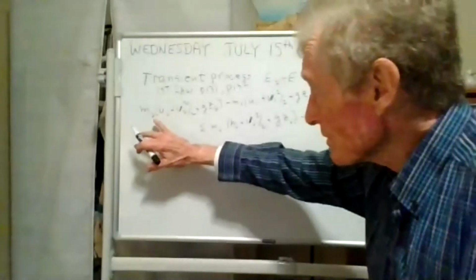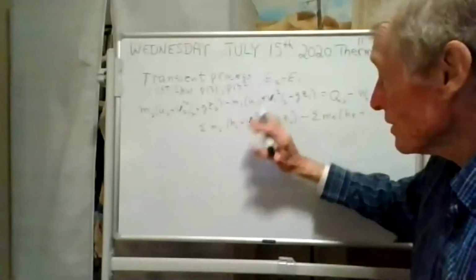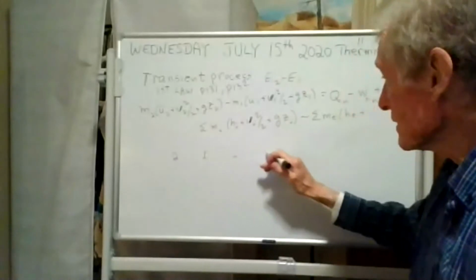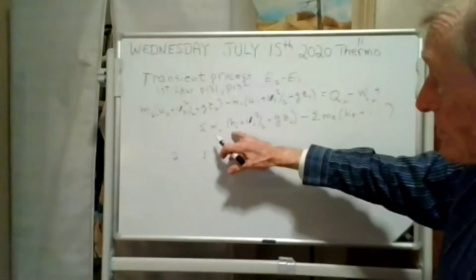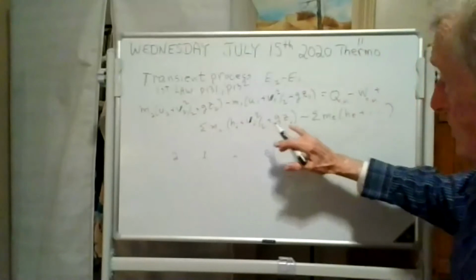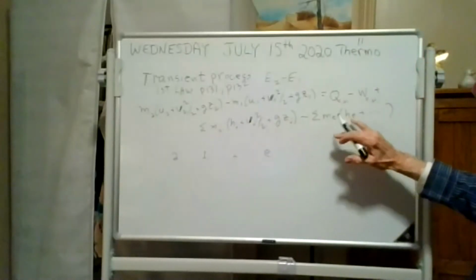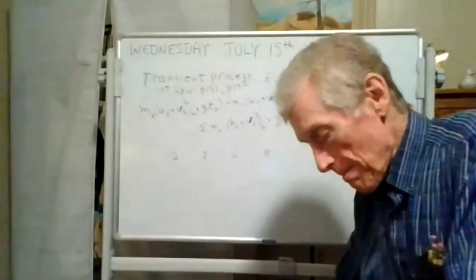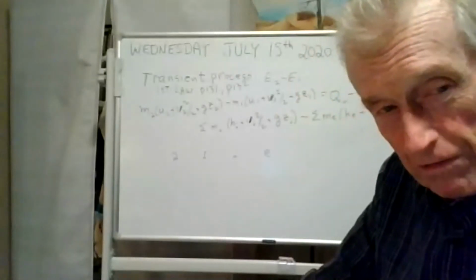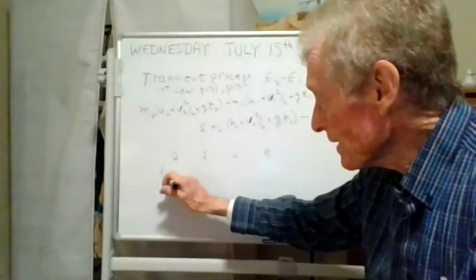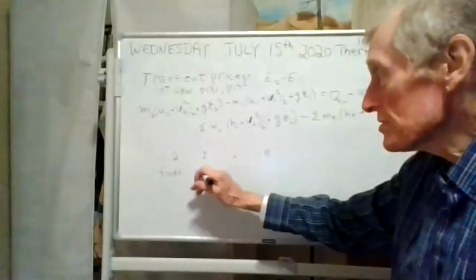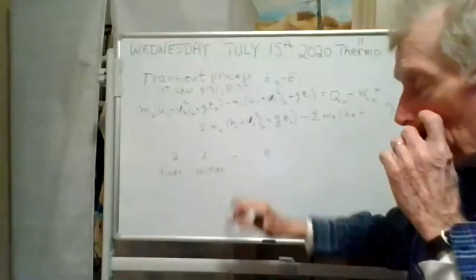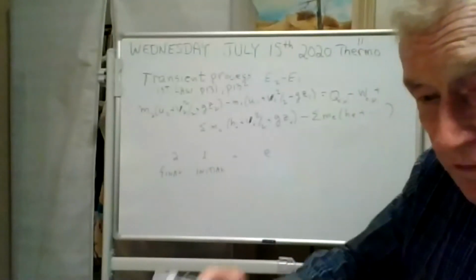And I want you to know the difference between these 2's and these 1's, and these I's and these E's. See those I's? M-I-H-I, V-I, Z-I, M-E-H-E, and so on. 2 stands for final. 1 stands for initial. But I and E stand for something else.